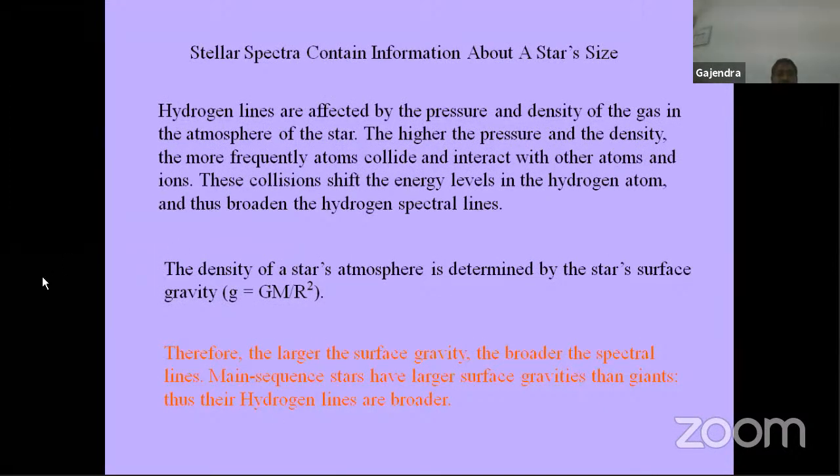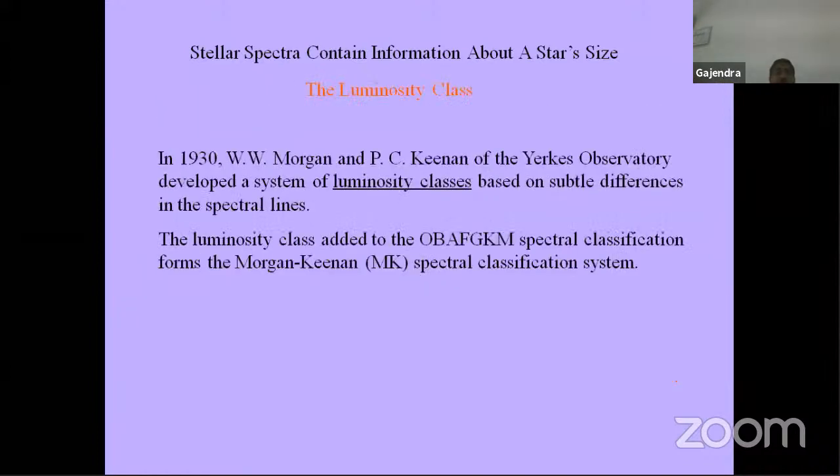Okay, as I told you, it is also related to the gravity of the star. Compactness is related to the gravity. The gravity is nothing but GM by R square. So this is how the spectral classification of stars goes. Spectra can give you temperature, and they can give you an idea of its luminosity or compactness. So this is how it is.